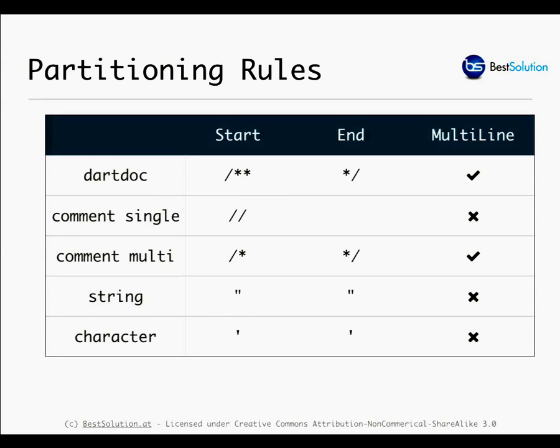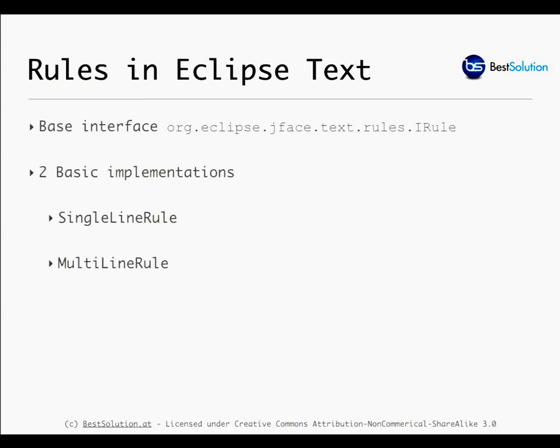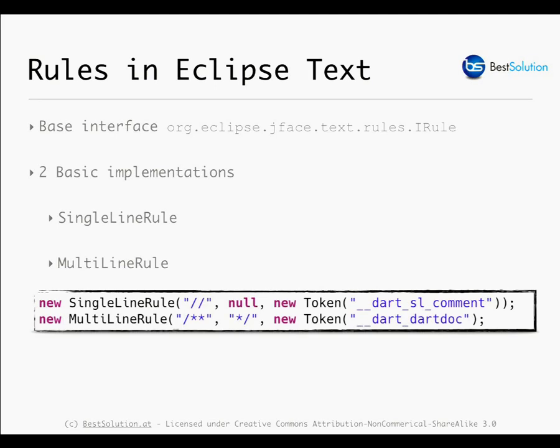Very, very simple rules. And to implement these rules in Java code, there are some base classes that the Eclipse Text framework provides to you. It's a so-called single line rule or a multi-line rule. The trick is a single line rule has a start sequence, slash slash, for example, but it doesn't need an end sequence, so it's null in this case. And we have a multi-line rule that, for example, starts with slash asterisk and ends with asterisk slash. And you assign a so-called token to each of these rules. So when the document is partitioned, you get a partition that is named Dart SL comment, Dart doc comment. So that's the idea behind the framework.